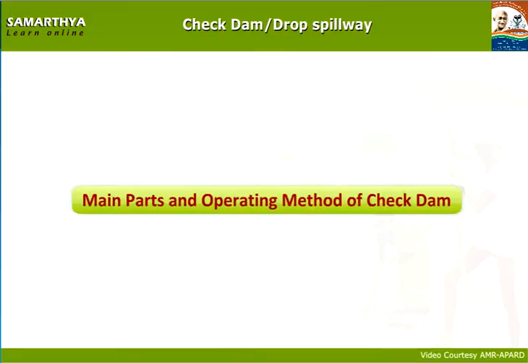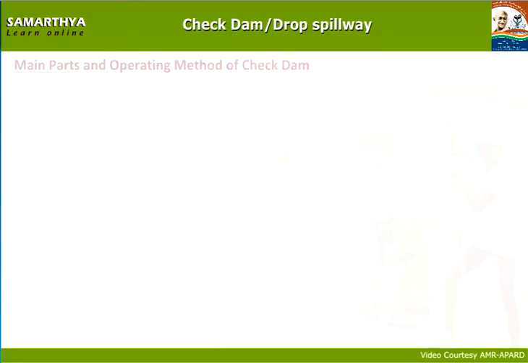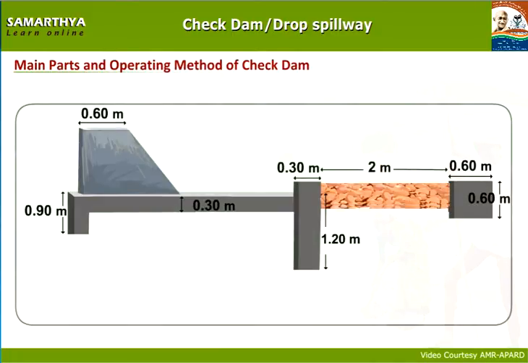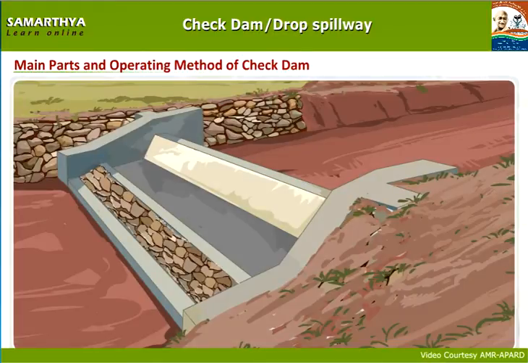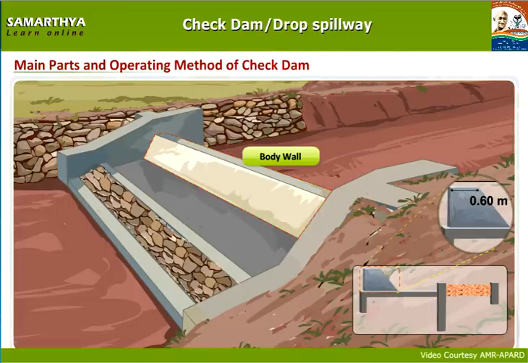Main parts and operating method of check dam. Check dam looks as shown on the screen. Body wall. A stone wall or a cement concrete wall is constructed across the water flow to store water and to reduce the velocity of runoff water.